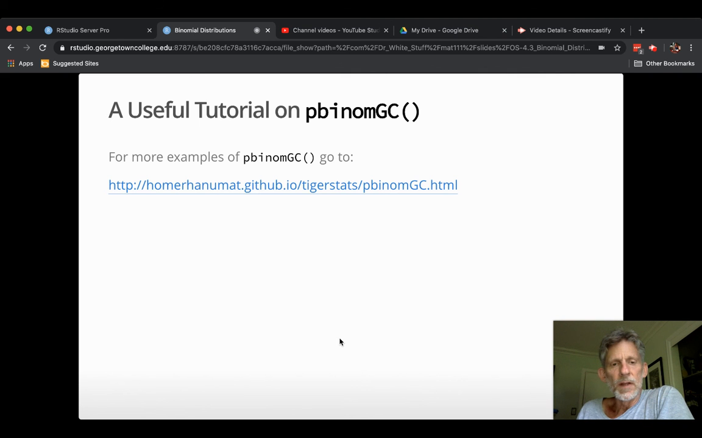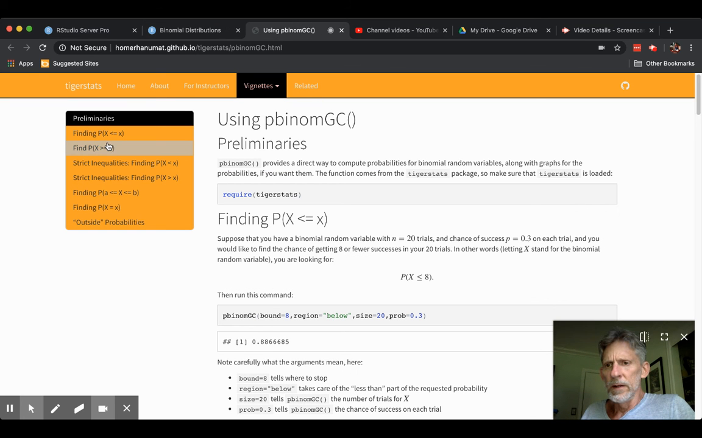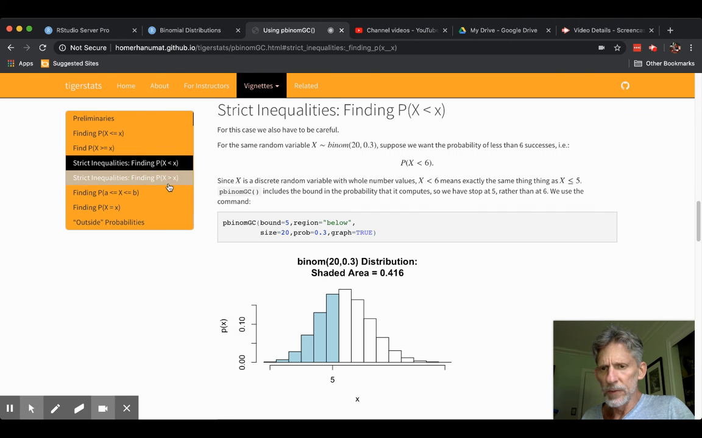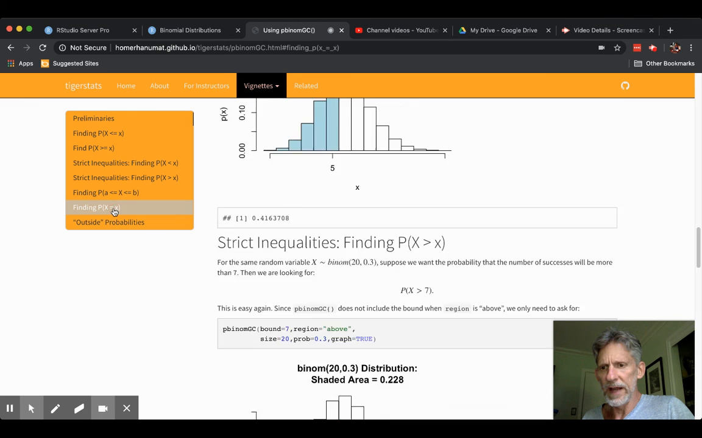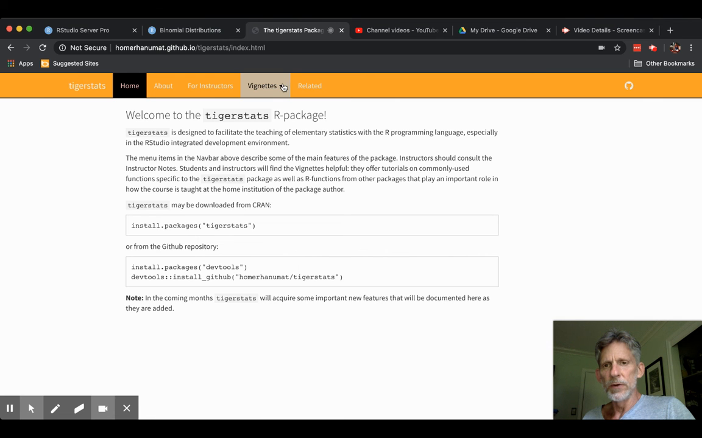I want to remind you before I go that there is a useful tutorial on pbinomGC at this URL here on the website for TigerStats. If we were to follow it, then we could consult the table of contents to learn how to find all kinds of different binomial probabilities, like the probability of being less than or equal to a number, bigger than or equal to a number, less than a number, bigger than a number, between two numbers, and exactly a number. Again, it's all part of the TigerStats webpage. You can also find it under vignettes, pbinomGC.